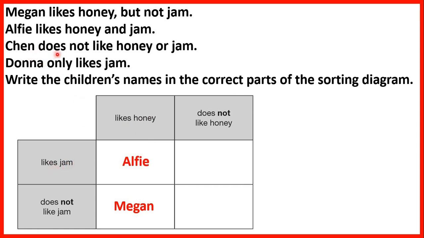Now Chen does not like honey or jam. So Chen will need to be in this column for does not like honey, and in this row for does not like jam. So we can write Chen here, because he does not like honey and does not like jam.